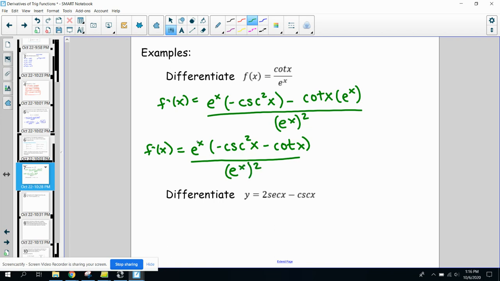And then we can actually cancel out one of the e to the x's. So this will cancel out, and one of the ones on the bottom will cancel out. So our simplified answer is negative cosecant squared x minus cotan x over e to the x.